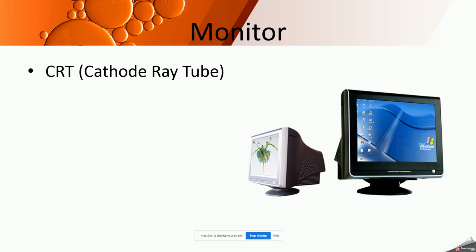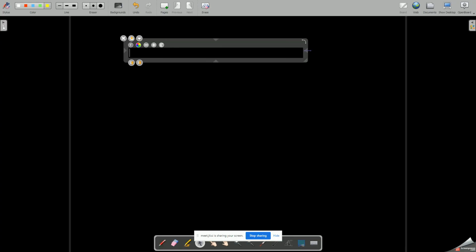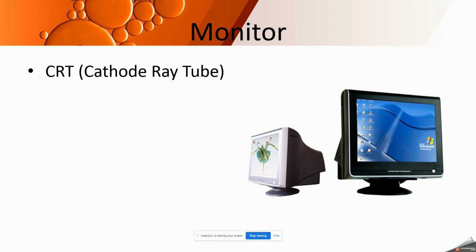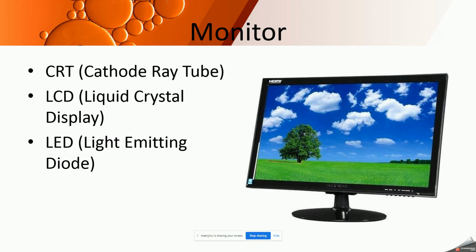You have different types of monitor. Firstly, what is a monitor? Visual display unit, or you also say VDU, that is visual display unit. Talking about that, we have different types of monitors available in the market. Basically, monitors are used for seeing the output. CRT, that is cathode ray tube, LCD, liquid crystal displays, LED, light emitting diodes. So these all are different types of monitors which are available in the market.